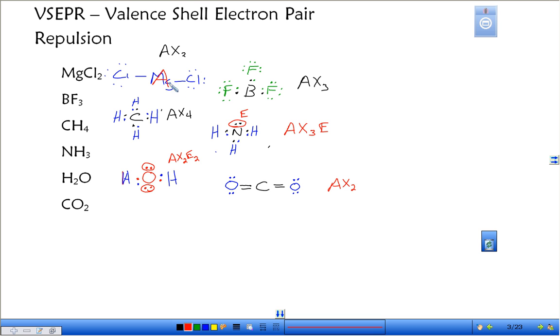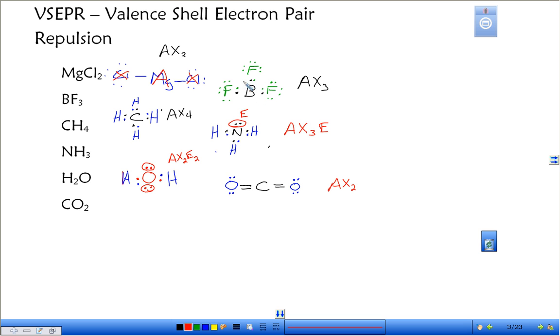Now, pairs of electrons don't really like each other. You have these 2 negative charges pushing away from each other. And so we get this central atom A, and then we have 2 X's on either side, in other words, these 2 chlorine. And so this is actually called an AX2. It's bonded, and you have only 2 pairs of electrons pushing away.